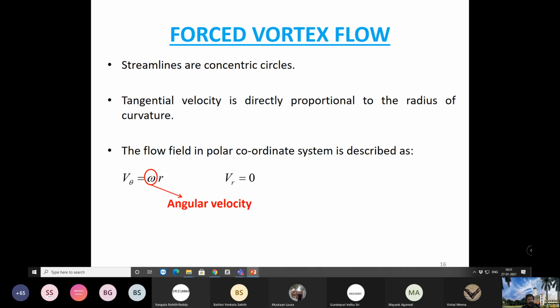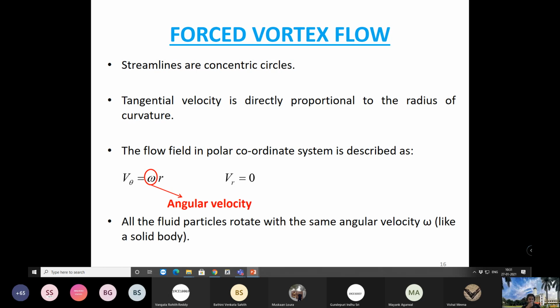You remember that we said in the beginning that for the plane circular vortex motion, Vr is equal to 0 and V theta was not equal to 0. This is what we have written. So V theta is r omega and Vr is 0. So all the fluid particles rotate with the same angular velocity. These are all assumptions of the forced vortex flow.